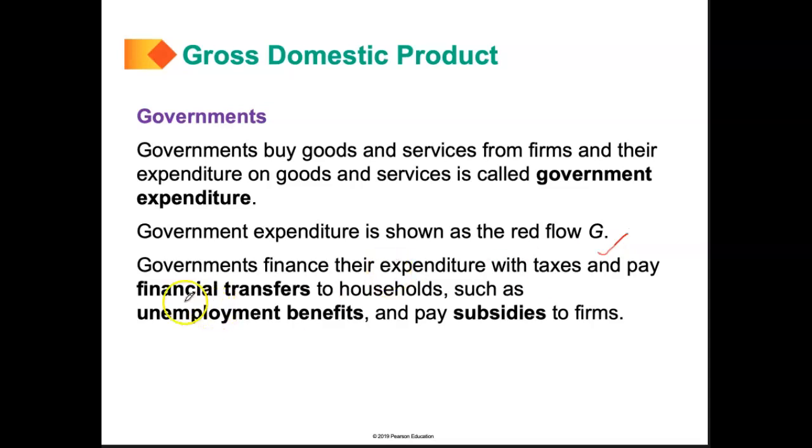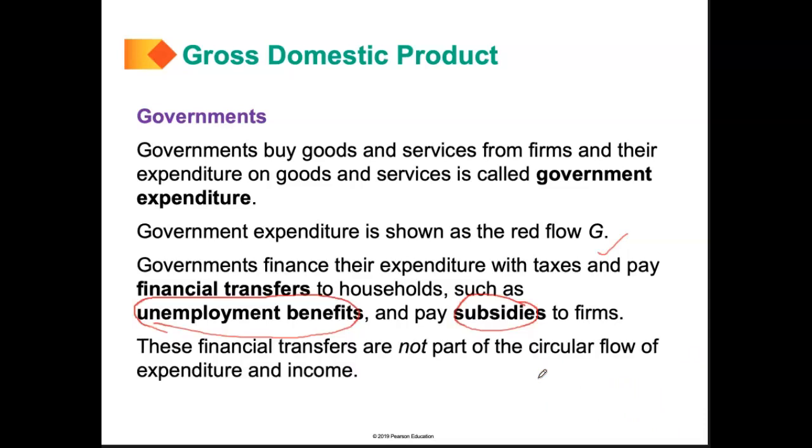Governments also have certain expenditures that we don't consider government expenditure in economics. For example, unemployment benefits are a sort of government expenditure, but they're not considered in GDP. The government also sometimes pays subsidies to firms, and gives transfer payments. These are not included in the circular flow, because the government does not get anything in return. It's almost like the government is giving away free money.